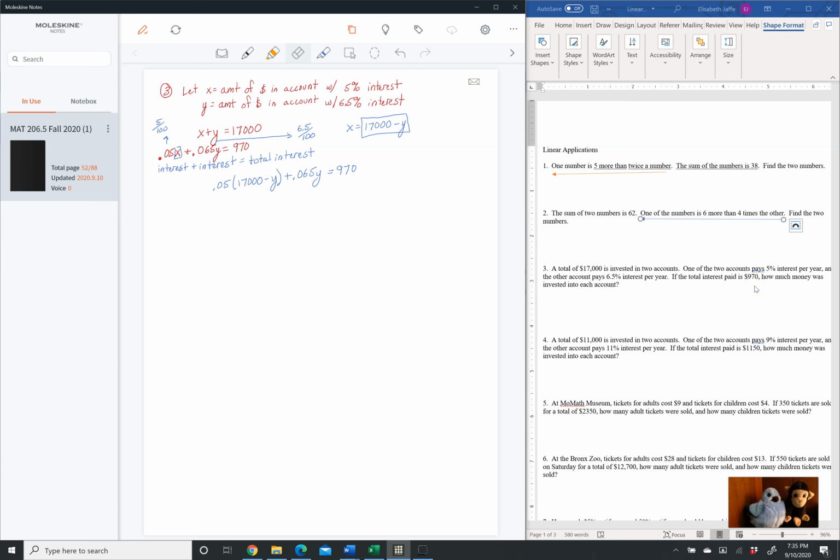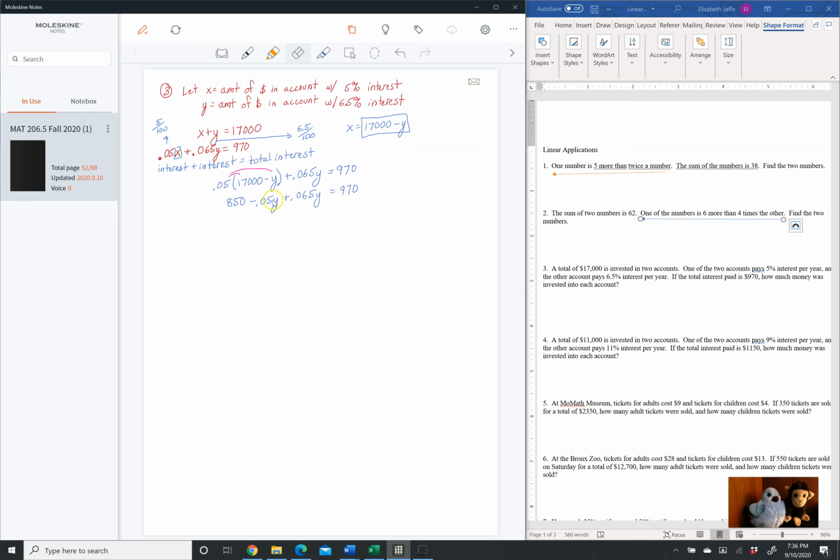So this is pretty straightforward at this point. We know we get rid of the parentheses first. Okay, when we get rid of the parentheses, 0.05 times 17,000 gives us 850, which is completely reasonable because it should be around 970. It should be relatively close to this number here. You'll see why in a second. Then we have 0.05y plus 0.065y is equal to 970.